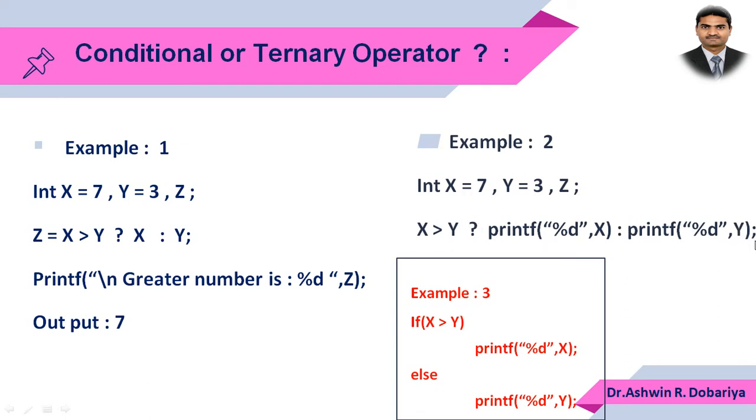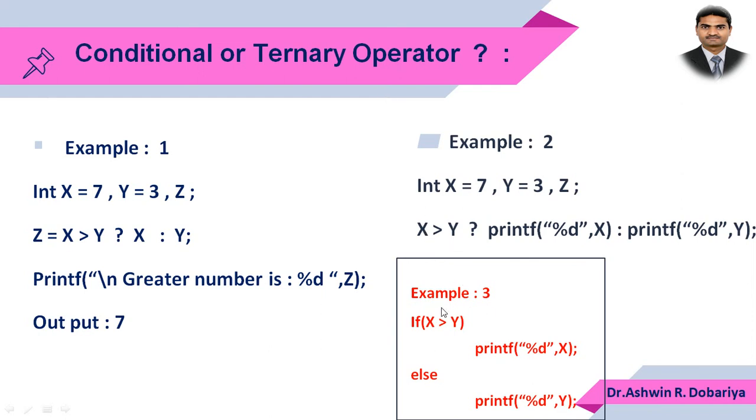And finally a semicolon. Here in the first printf, we do not require a semicolon because printf is a part of the ternary operator, and here the semicolon is the part of the statement. So these are the two different uses of the ternary operator.